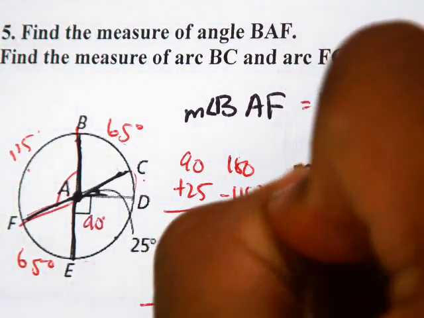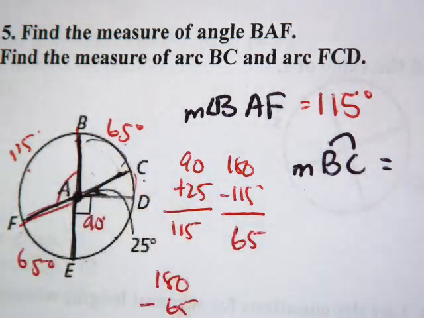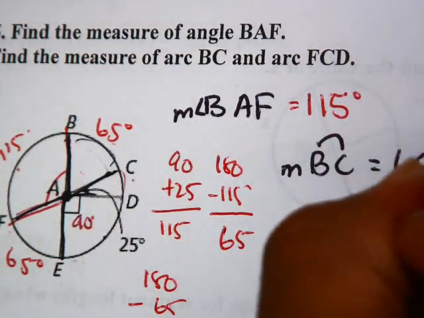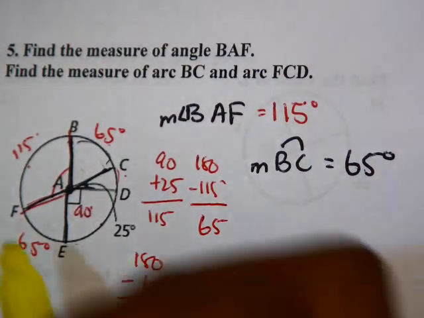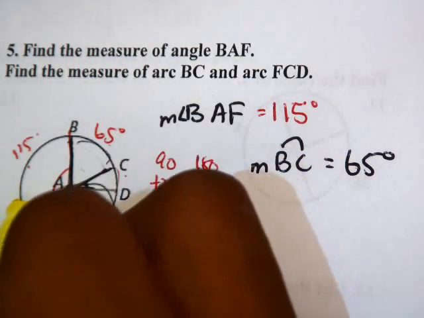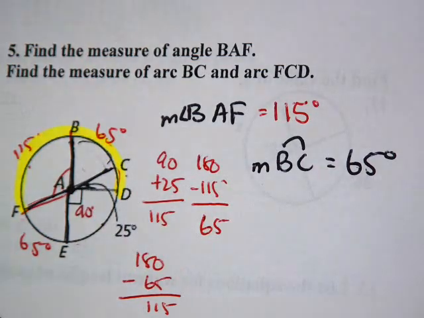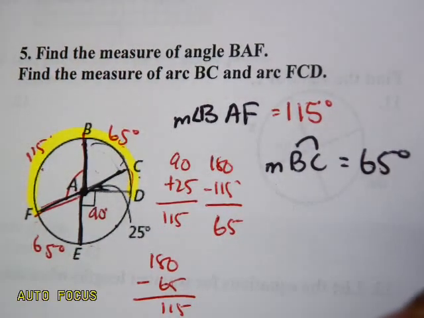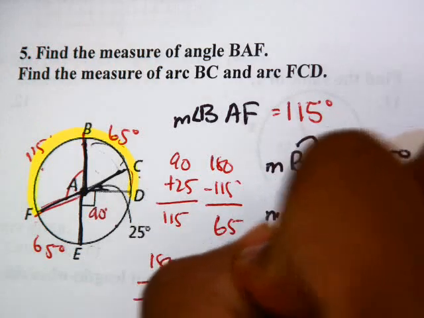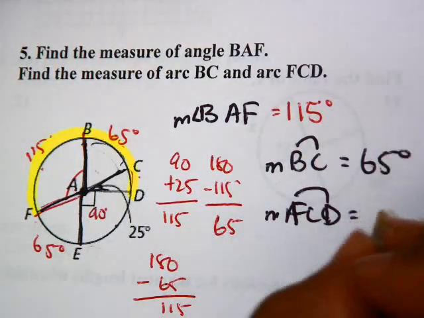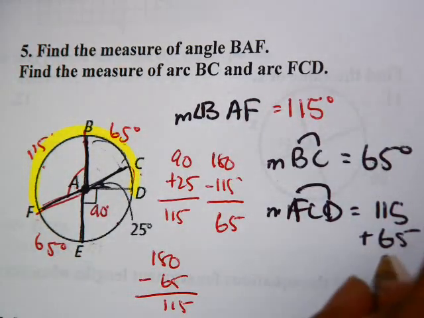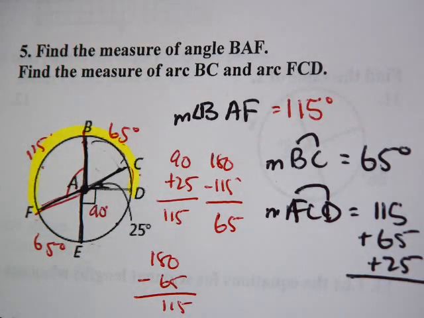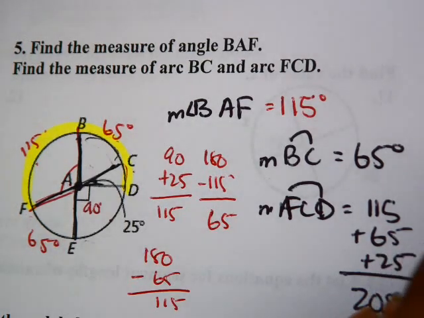Arc BC, this part, we've already found out is 65. And arc FCD, which is this way, F, C, and D, we have to follow those letters. So arc FCD has a part that's 115, a part that's 65, and a part that's 25. I just take all those pieces together, so that's 205 degrees.